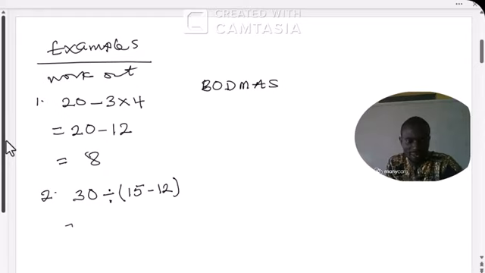So you go like this: 30 divided by, then in the bracket we have subtraction, 15 minus 12, that will give you 3. Then you can now say 30 divided by 3, and that gives 10.